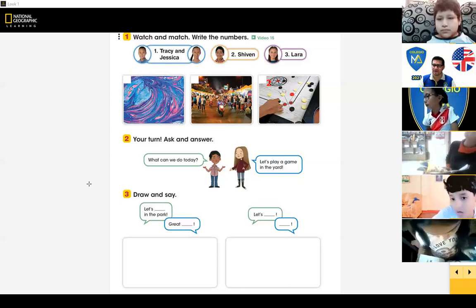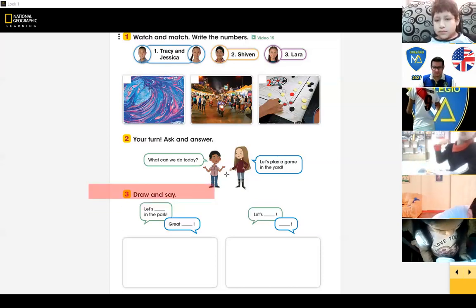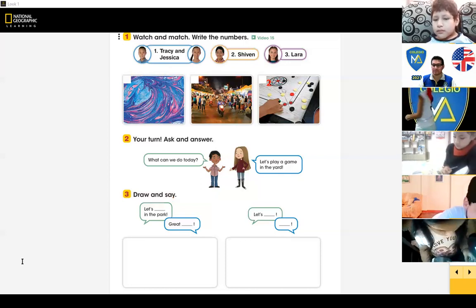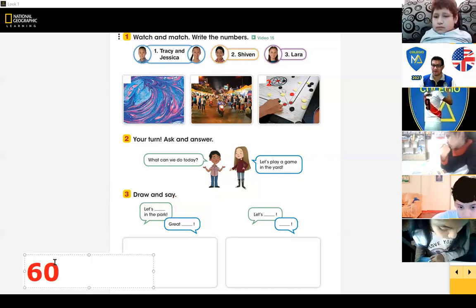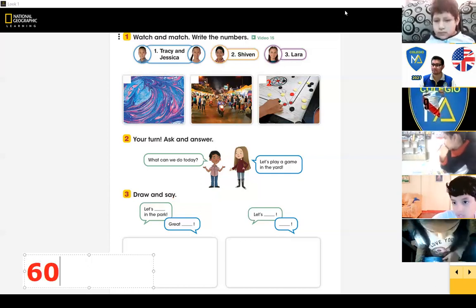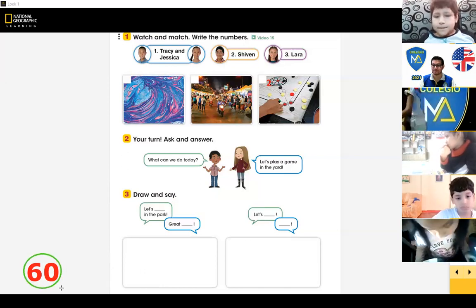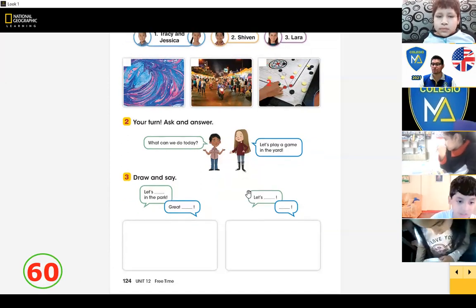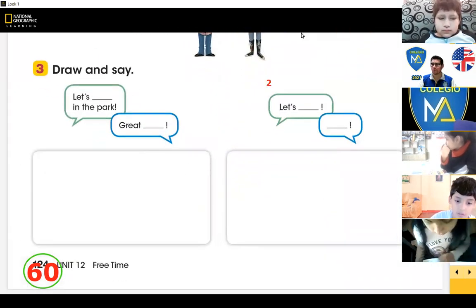Now, we have here something else. Activity 3 says, draw and say. Remember, this page for you is 60. Just in case, for you, this is page number 60, right? Am I correct? Yes or no? Yes, page number 60. Let's see. Let's work here. Draw and say. You have to draw and you have to say.